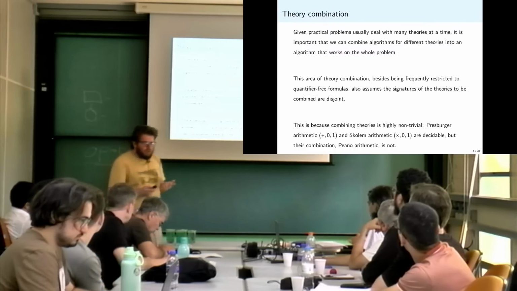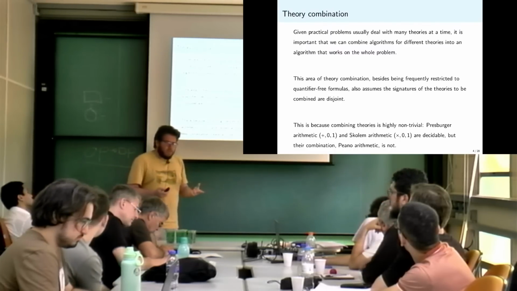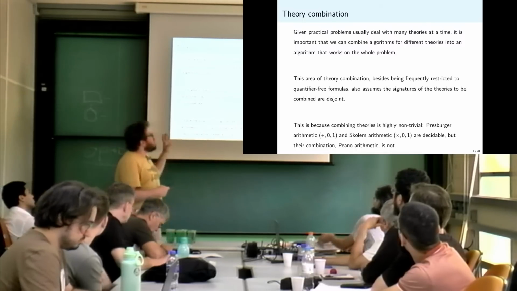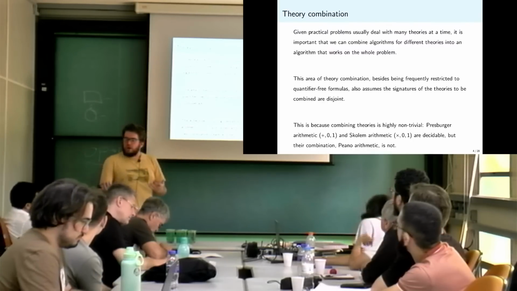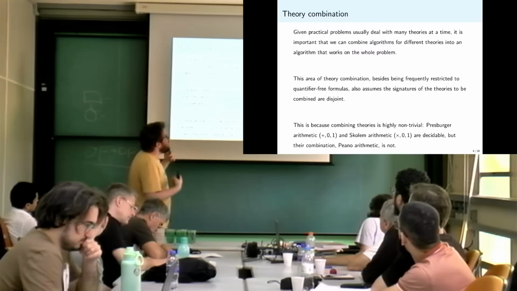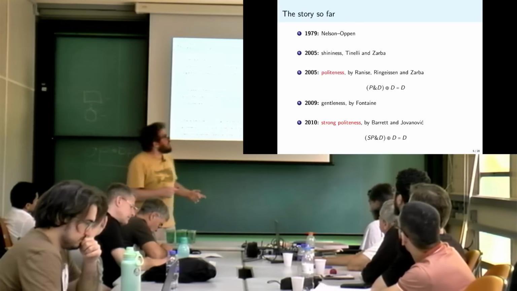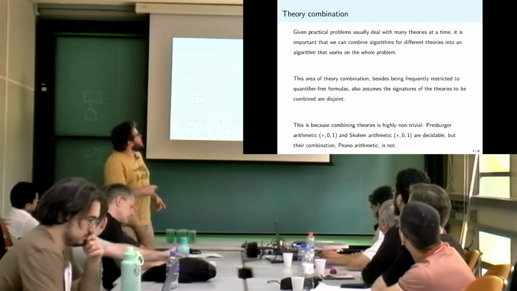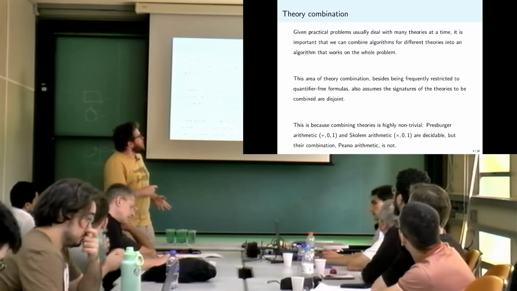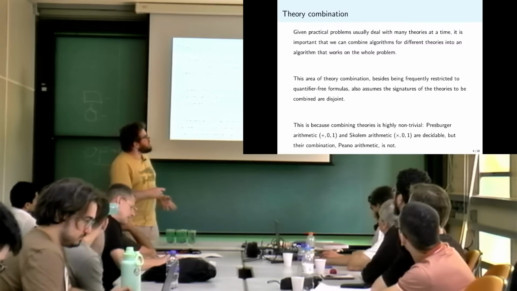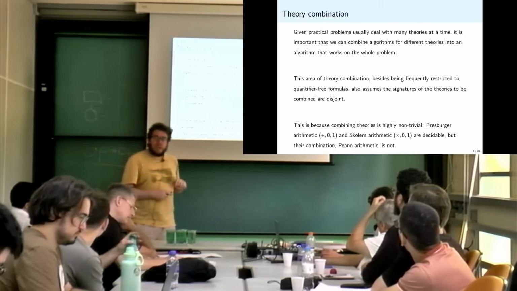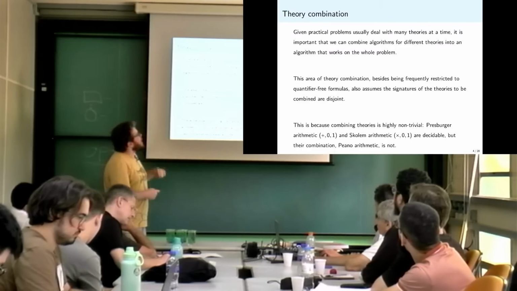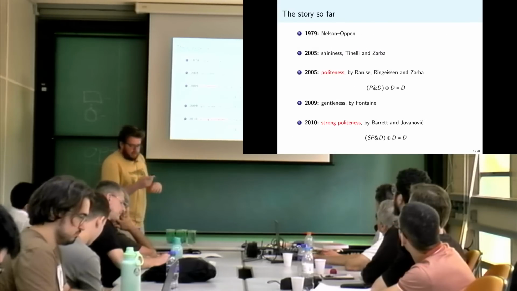And well, why do we do theory combination? Because it's not obvious. That's why some people work on that. If it were obvious, there would be no need for people working with theory combination. But a classical example is, Presburger arithmetic is decidable, and so is Skolem arithmetic, but when you combine the two, you get Peano, which is not. So combining theories is not trivial, and I'm going to talk a little bit about this today.